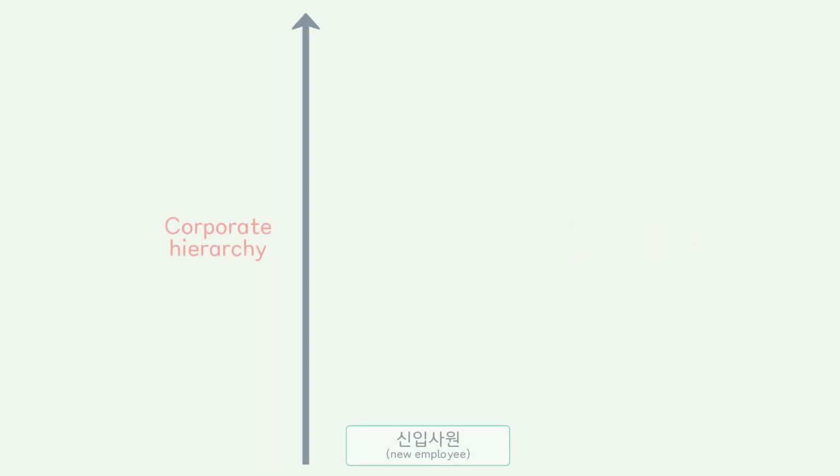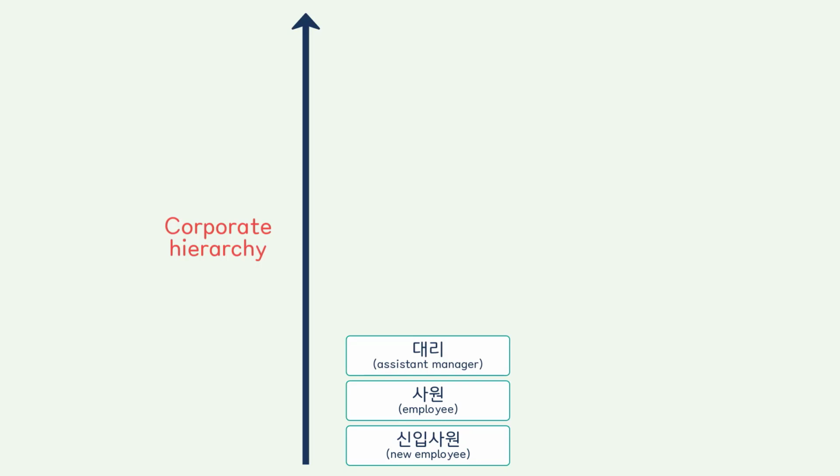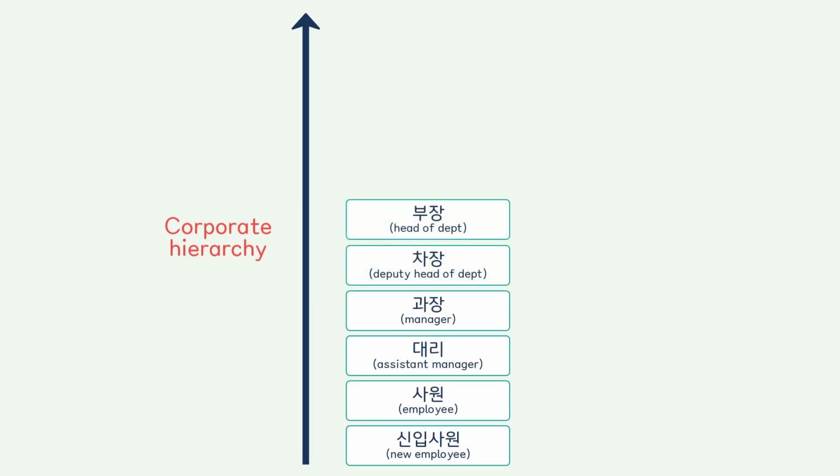So these are 신입 사원, new employee, and 신입 means a newcomer, and 사원 means an employee. Then we have 사원, employee. After that, you become 대리, which means an assistant manager. And next, we have 과장, which means manager. After that, we have 차장 and 부장, and they are deputy head of department and head of department.